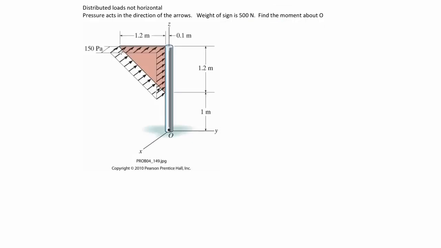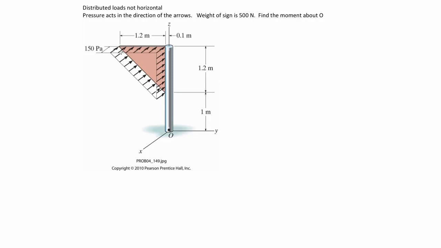Well, in this little problem, what we want to do is find the moment about point O. There is some pressure, some wind blowing against this triangular shaped sign. The sign also has some weight. So let's try to find the moment about O caused by those two distributed forces. First of all, let's talk about the pressure.